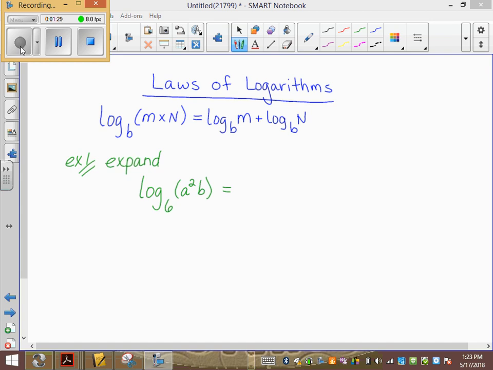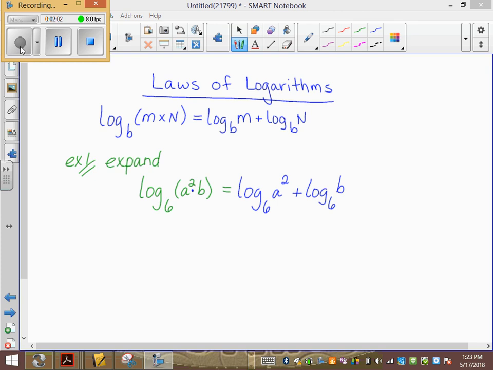So if we have multiplication between anything like that, we can expand it out with addition. So we could write this as log base 6 of a squared plus log base 6 of b. Okay? So even if we had 3 things multiplied, we could expand them out. Okay? Make sense?